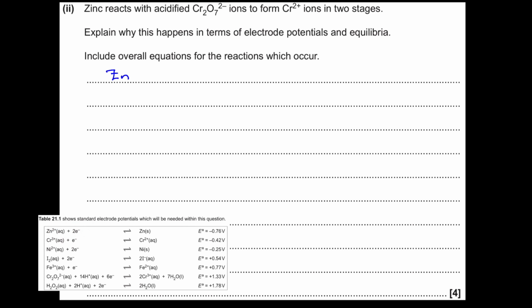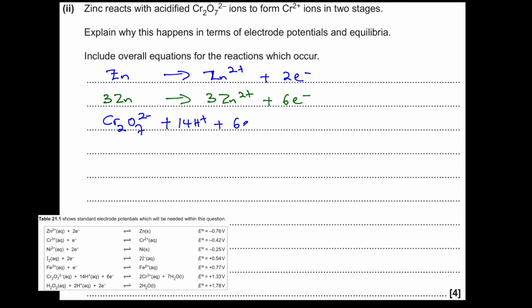Zinc is now going to be reversed. We'll be losing 2 electrons to Zn2+ plus 2 electrons. But the dichromate needs 6 electrons. We need to multiply that by 3 to get the 6 electrons. 3 Zn going to 3 Zn2+ plus 3 times 2, 6 electrons. Now we can write the dichromate down. The dichromate is Cr2O7 2-. It's acidified, so it's 14H+ plus the 6 electrons, then go forward to 2Cr3+ plus 7H2O. You can write the overall equation for that.